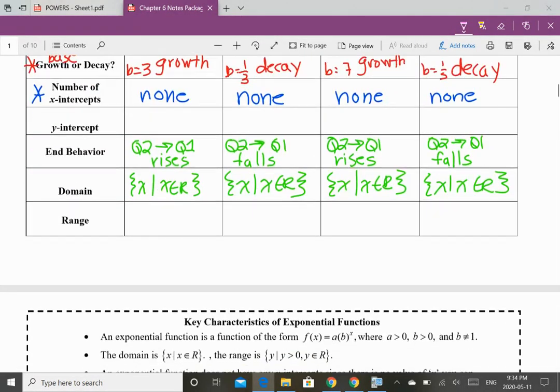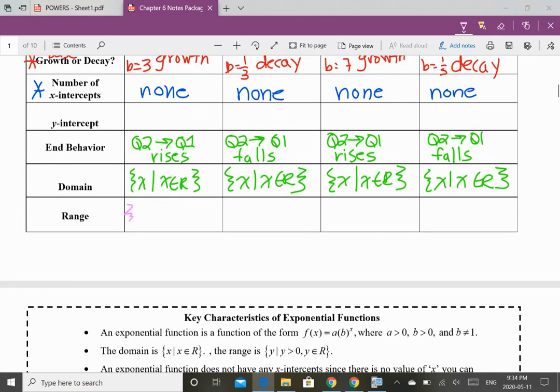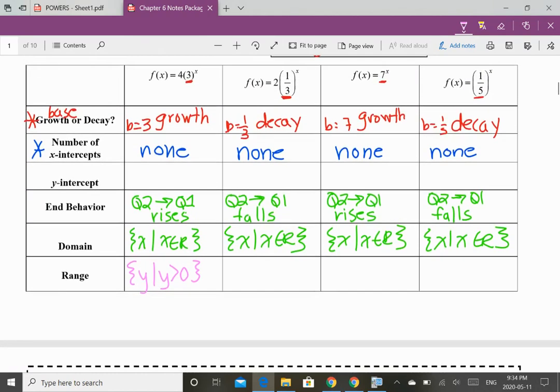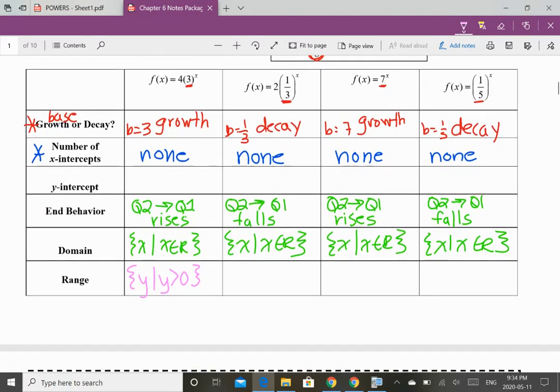So when I go ahead and write the range, we're going to write the set of all y. Let me just clean that up a little bit. Our range is the set of all y such that y is greater than 0. So we're not going to say greater than or equal to because it doesn't actually touch the x-axis, but our range is all positive values of y. And again, it is the same for all of these functions.